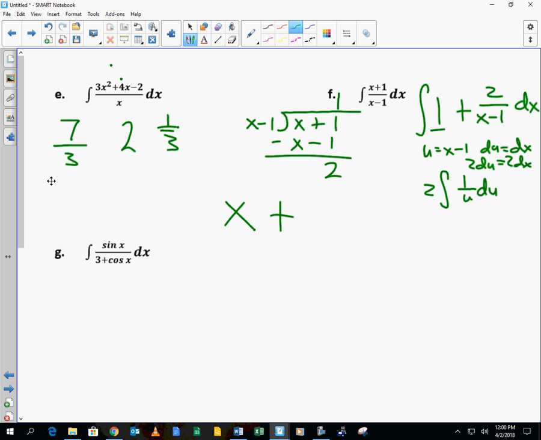1. U is equal to x minus 1, so du is equal to dx. So you have the antiderivative of 1 over u. What's the antiderivative of 1 over u? So you just got 2 times natural log of what is u? U is x minus 1. Yes. Right here. What's the antiderivative of 1?